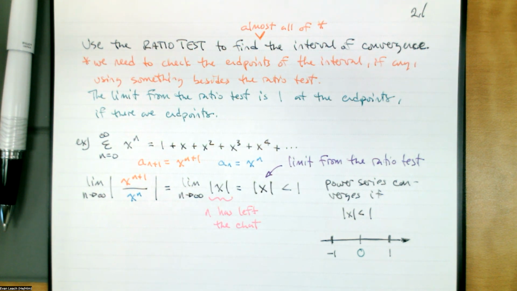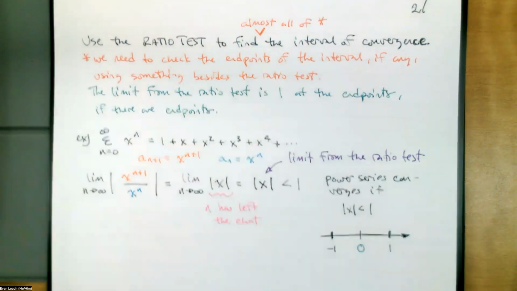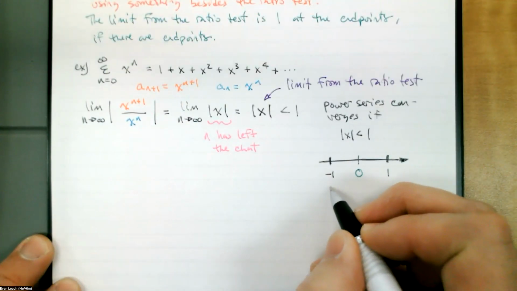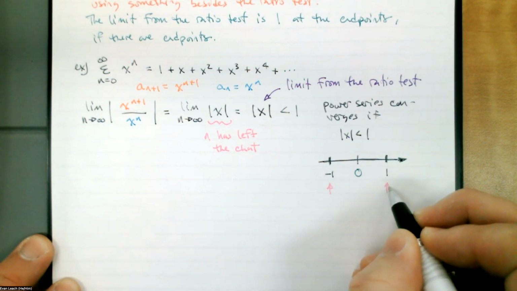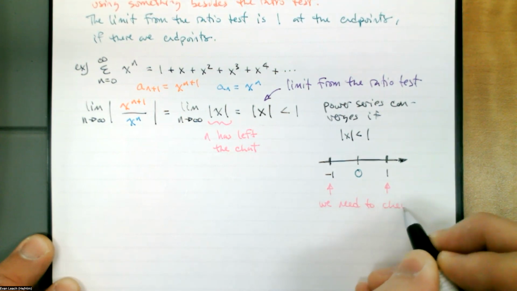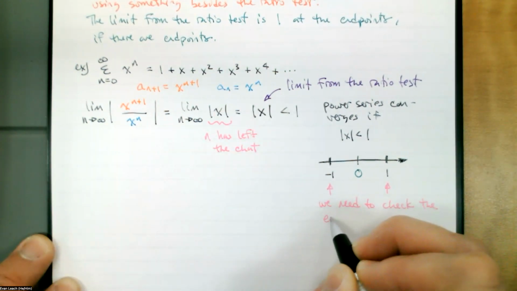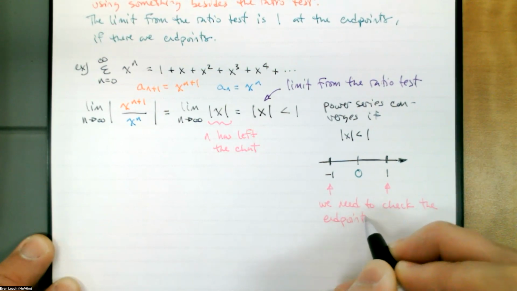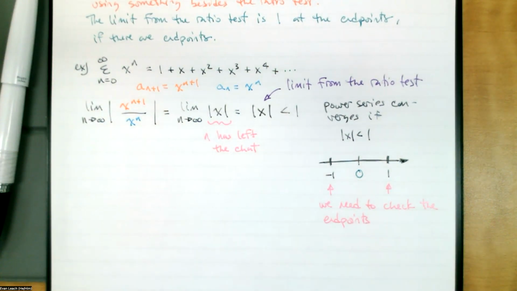Now make the geometric common ratio strictly less than 1. The endpoints -1 and 1, the ratio test does not know what's going on. Those are the endpoints, and we have to check those. We need to check the endpoints outside of the ratio test because the ratio test does not know what's going on there.